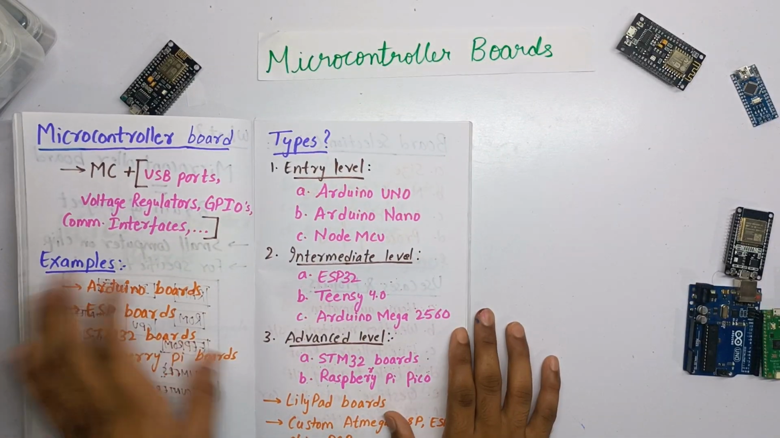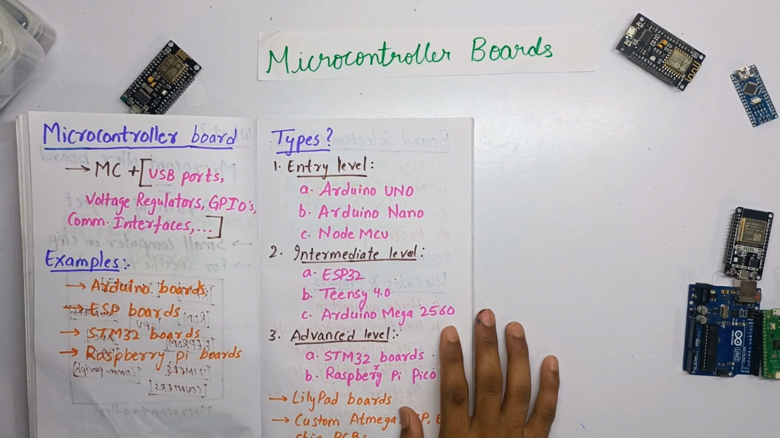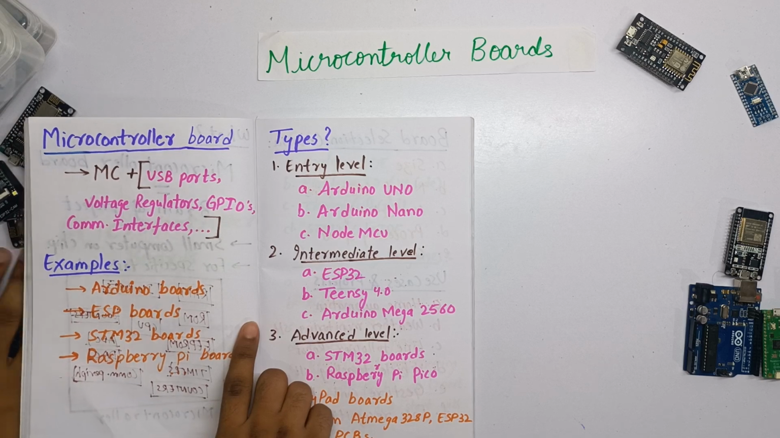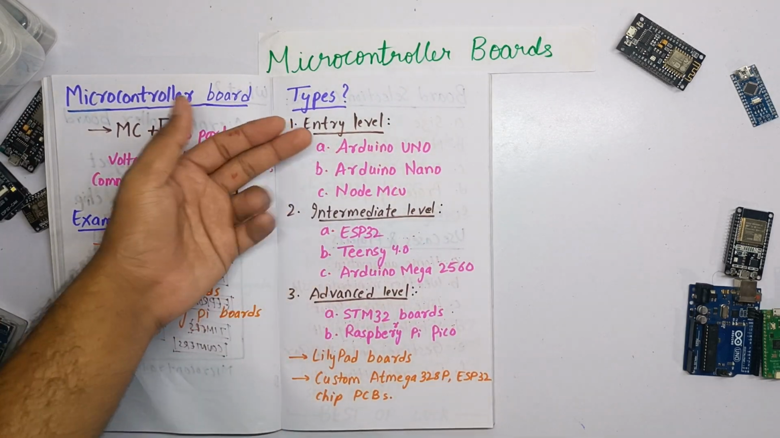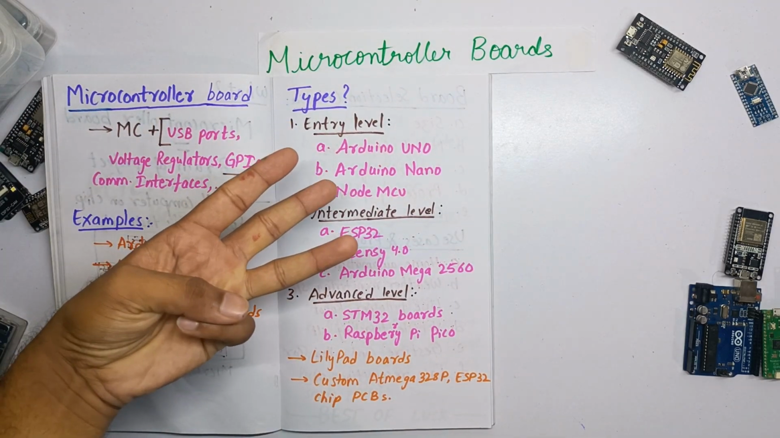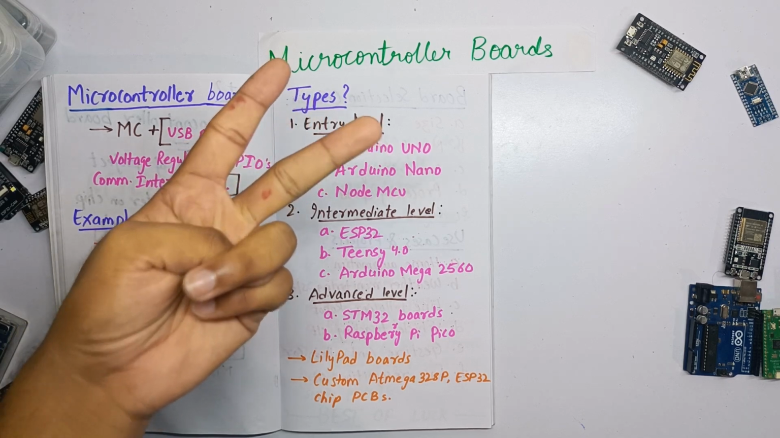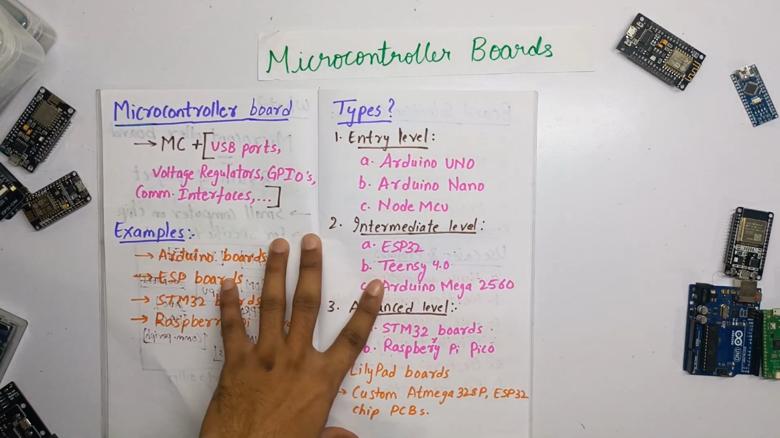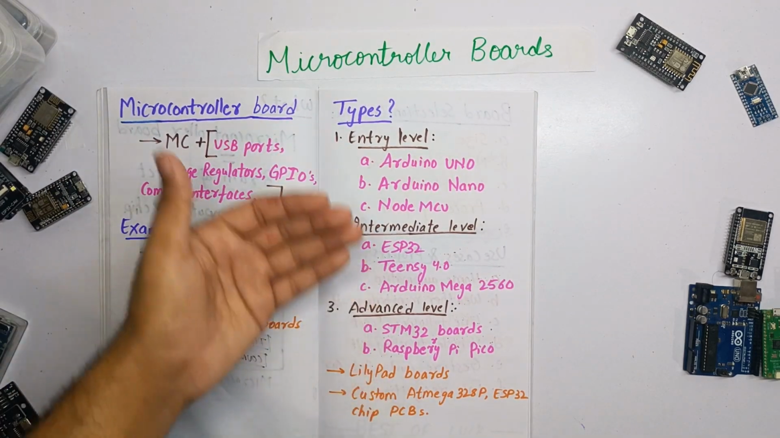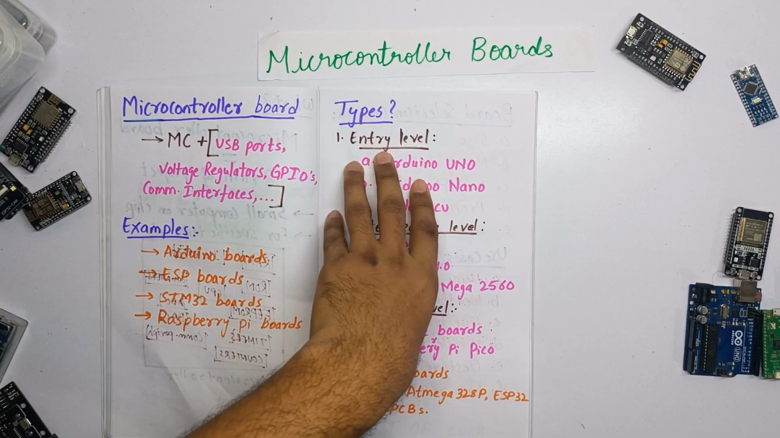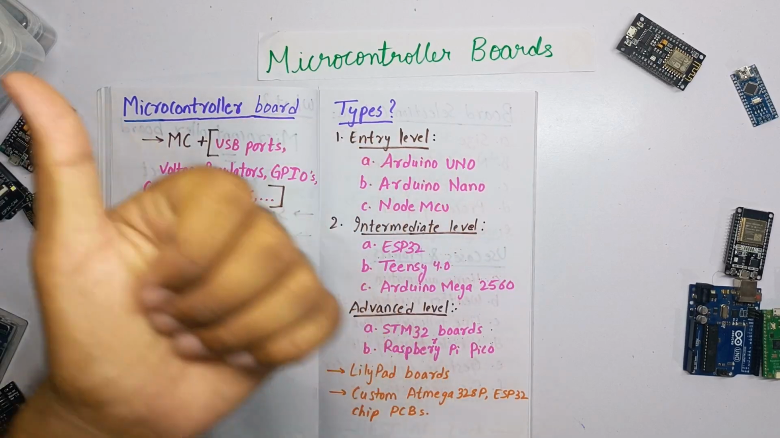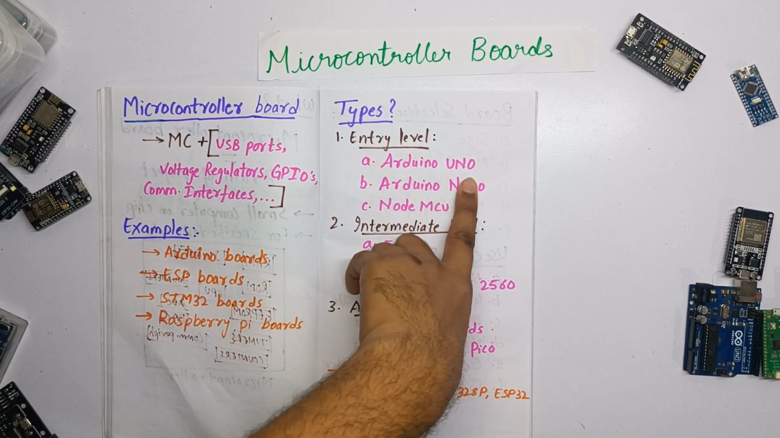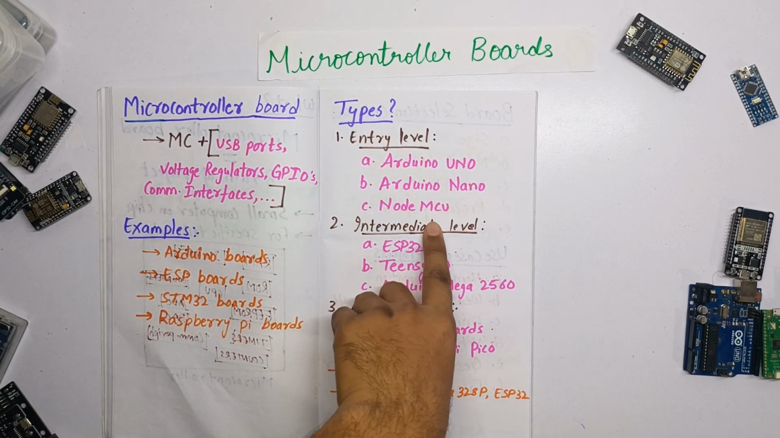Right. Now, what are the types that we have in our microcontroller boards? Let me show you each of those. First things first, I have categorized the types of boards into 3. I considered entry, intermediate and advanced level, so that you will get to know when to use a microcontroller board and what to use at specific levels. So if you are an entry level programmer or entry level hobbyist who wants to make some projects, you can go for Arduino Uno, Arduino Nano or Node MCU boards.